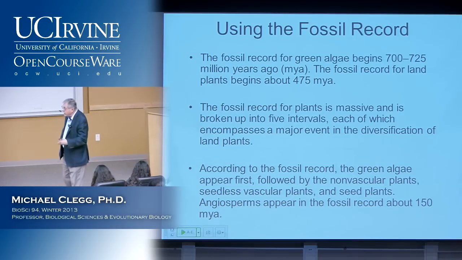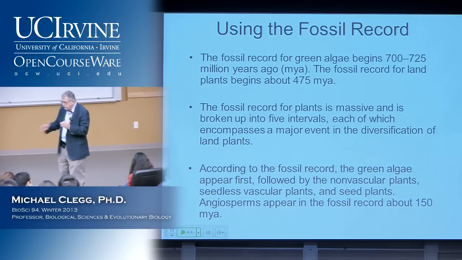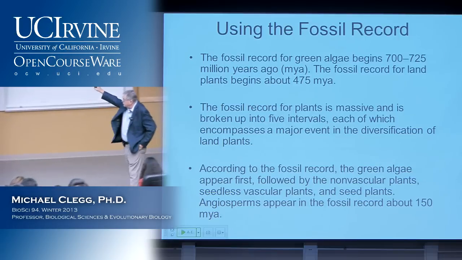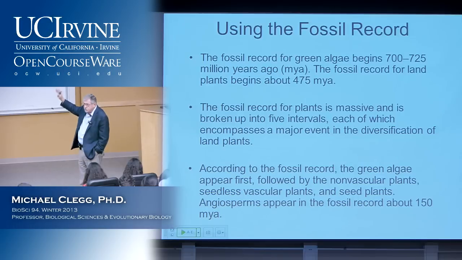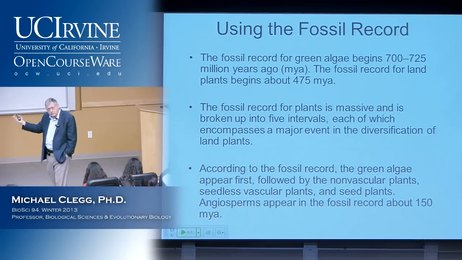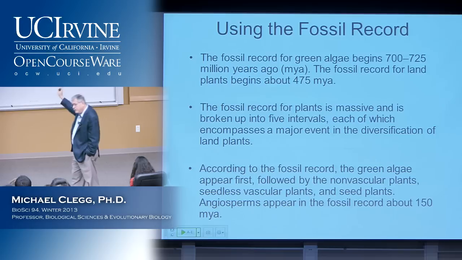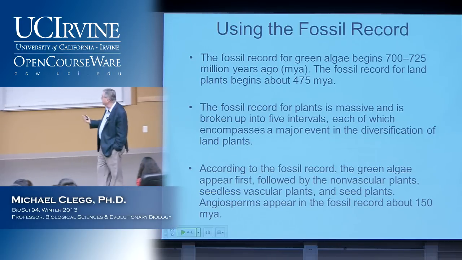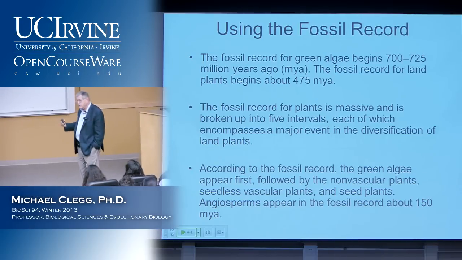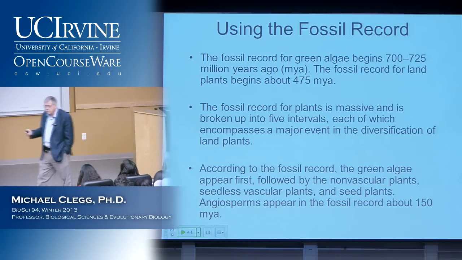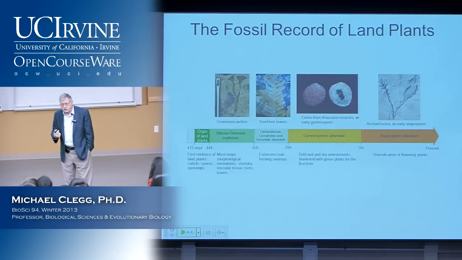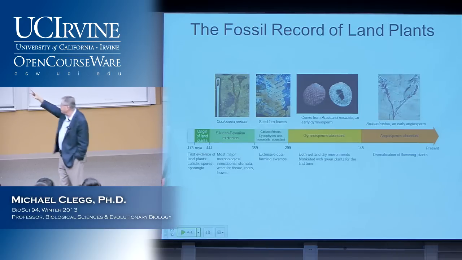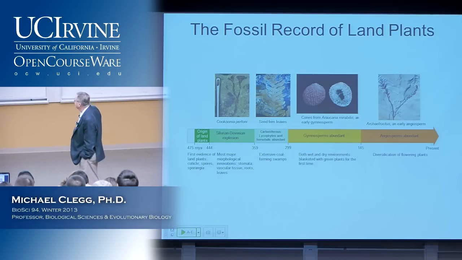And we break up the plant fossil record into 5 eras, and we're going to see a slide of that. According to this fossil record, the green algae appear first. They actually appear over 700 million years ago. Then the non-vascular plants, and we'll see this outlined in a moment, the seedless vascular plants, the seed plants, gymnosperms and angiosperms. The gymnosperms show up most recently about 150 million years ago. And this timeline just shows you the timeline of plant evolution on the terrestrial land.